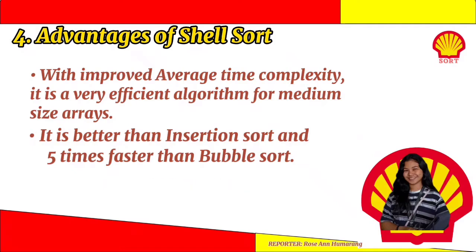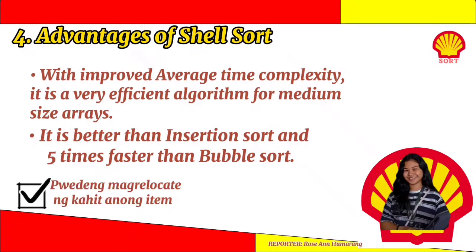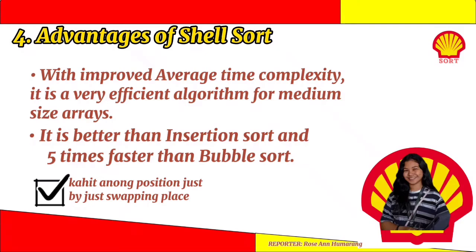So, shell sort is 5 times faster than bubble sort. It is because the bubble sort algorithm is not that fast and can only move an item by one position, unlike shell sort, which can relocate any item to any position just by swapping places.